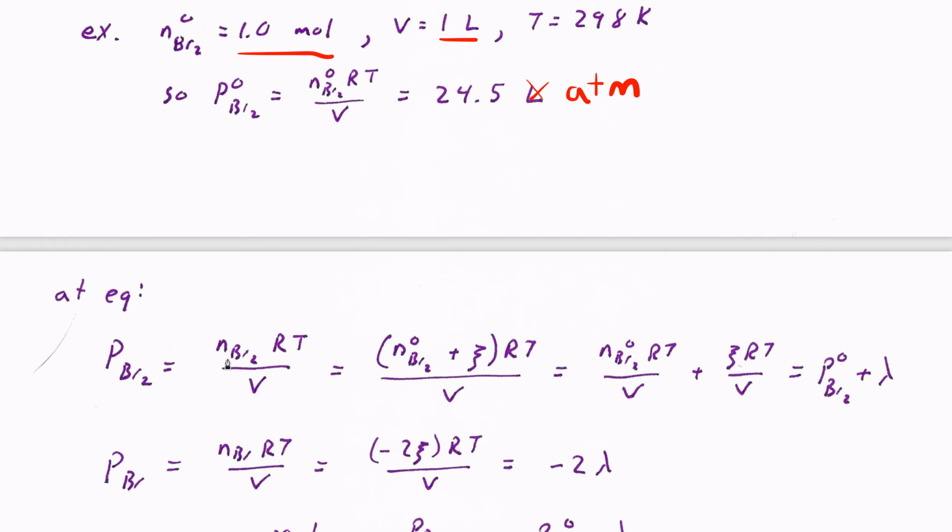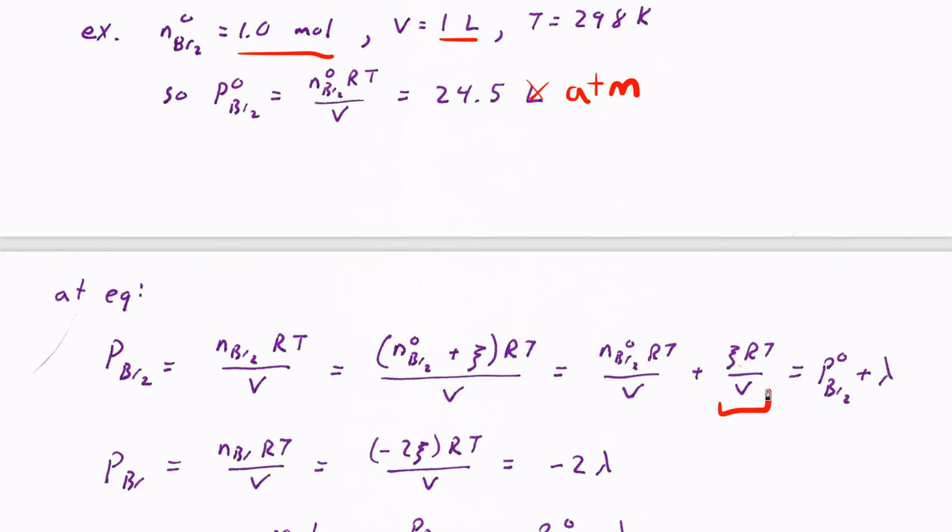At equilibrium, we know that moles of Br2 is however many we started with plus the extent of reaction, because the products are produced when the reaction goes, and it's the amount we started with, 0 Br, minus twice the extent of reaction, because 2 moles of bromine are consumed every time the reaction goes 1 mole of times. If I rearrange the top expression, N naught plus squiggle times RT over V, I get N naught RT over V plus squiggle RT over V.